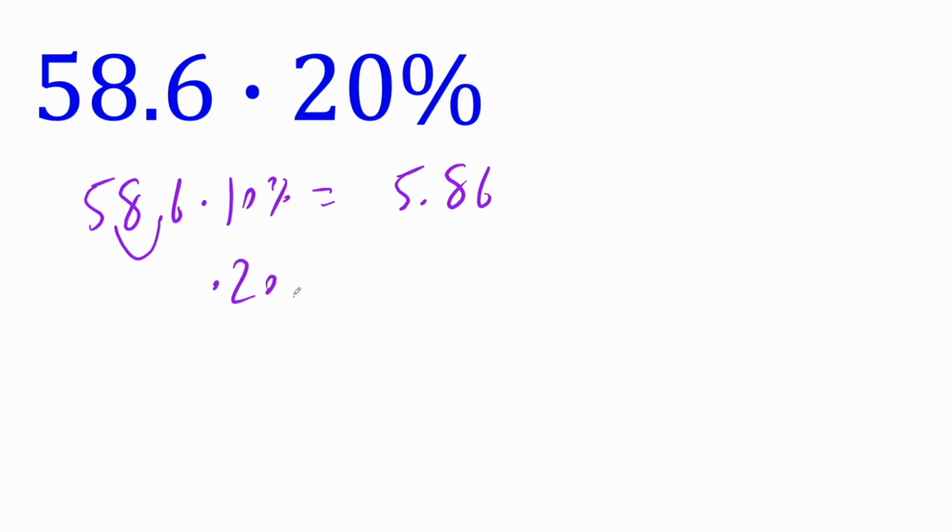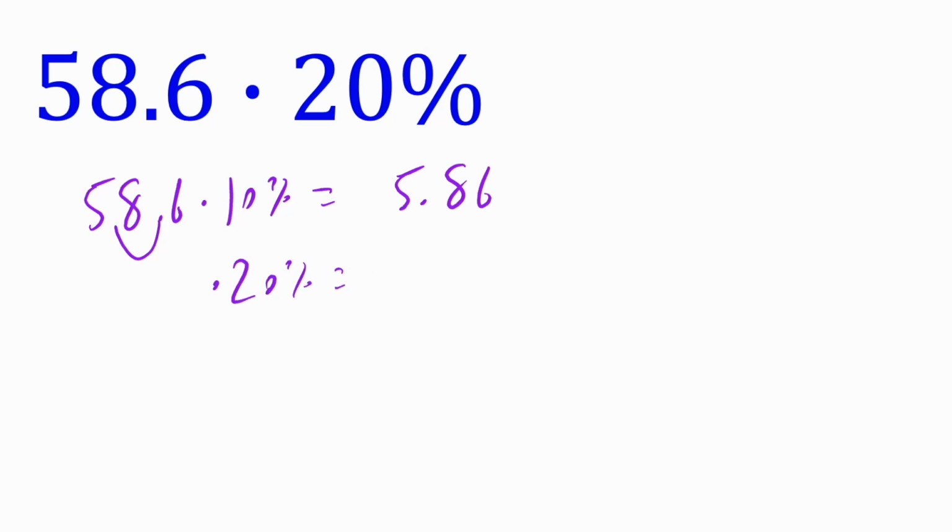All right, now we have 20%. So similar idea, 58.6 times 10%. So if we multiply by 10%, just move the decimal over, and we're going to get 5.86. And so if we want to do 20%, just double it.